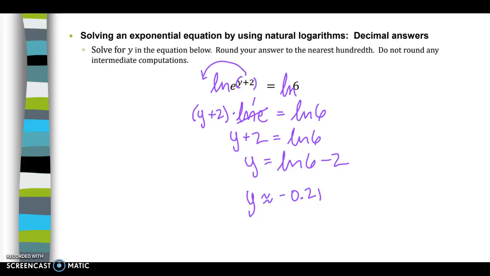And we can always check these by plugging y back in to here and seeing if we get 6 out. Okay, so that is solving exponentials using natural logs.